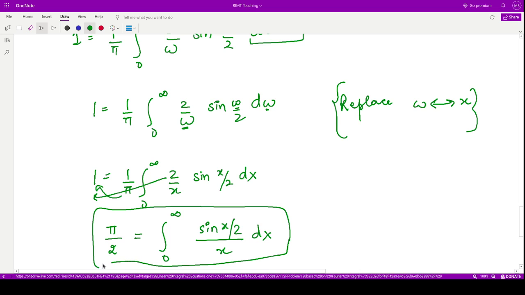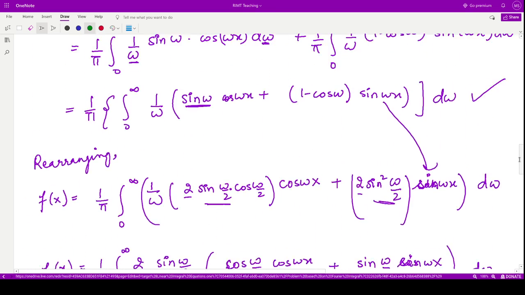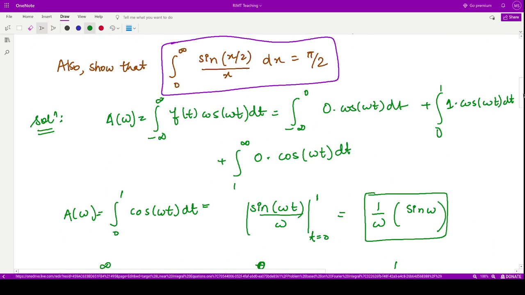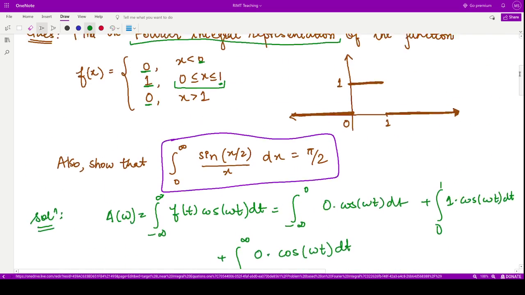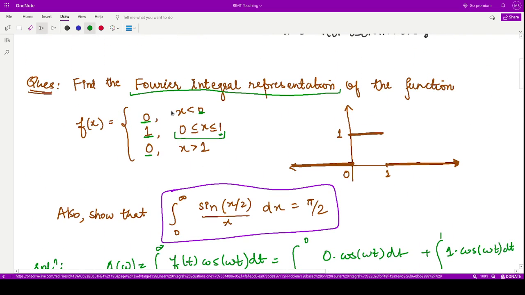So you saw how you can use this Fourier integral transform to solve difficult integrals, and moreover this is also used to represent the given function which is piecewise continuous over the whole real line as the integral representation.